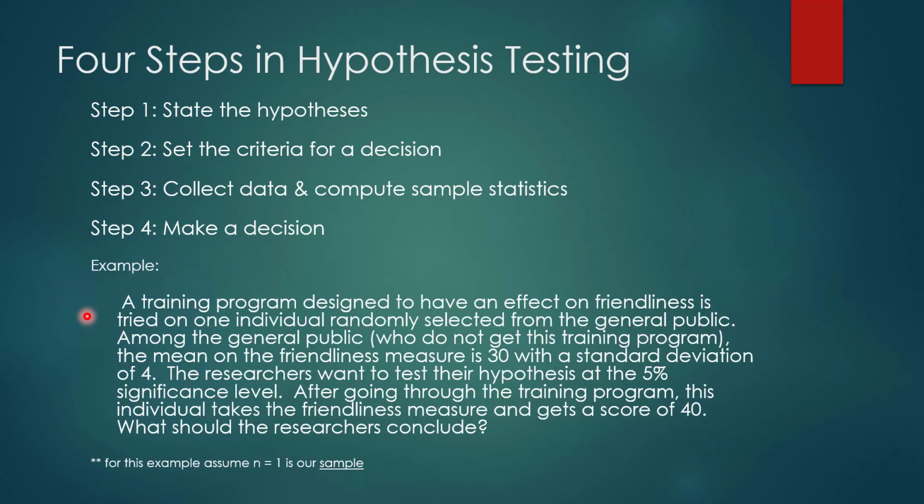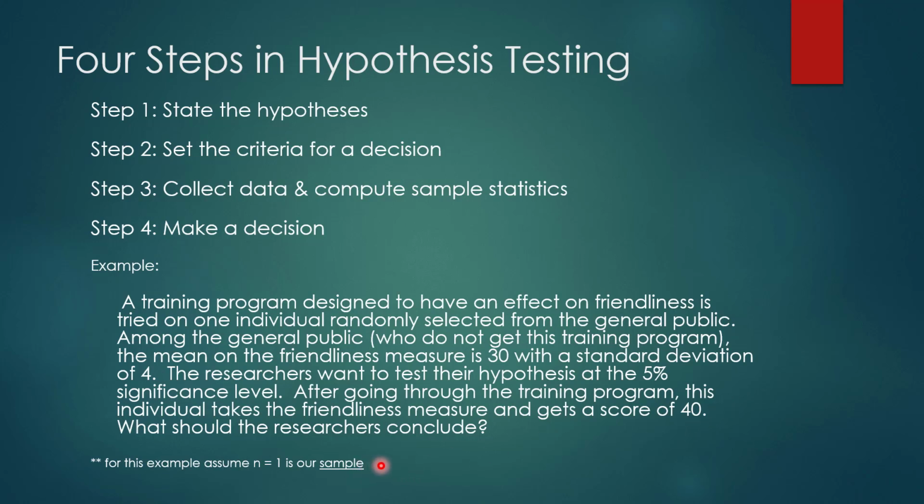And now for an example. A training program designed to have an effect on friendliness is tried on one individual randomly selected from the general public. So we're going to have an N of 1. Their sample size is 1, just for ease of the calculations. Among the general public, so this is people who do not get the training program, the mean on the friendliness measure is 30, with a standard deviation of 4. The researchers want to test their hypothesis at the 5% significance level. After going through the training program, this individual takes a friendliness test and gets a score of 40. What should the researchers conclude?